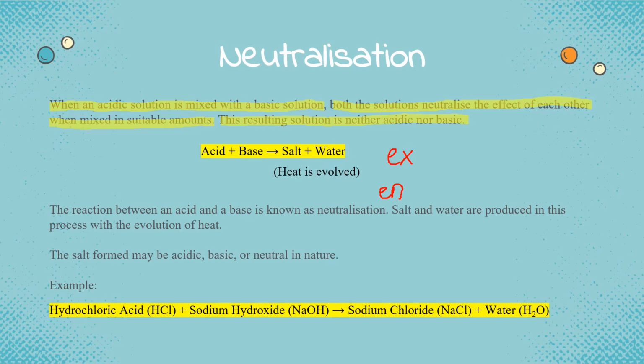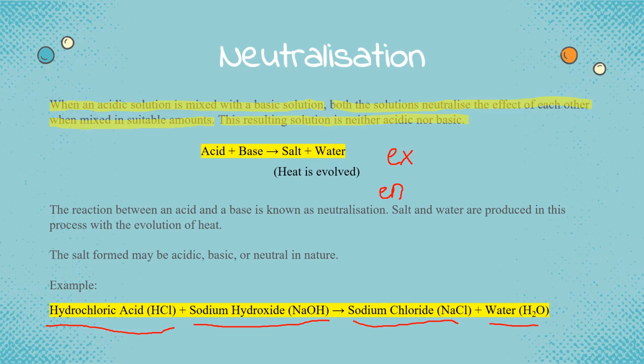Here you can see an example of an actual chemical reaction. Hydrochloric acid, HCl, plus sodium hydroxide, NaOH, gives us sodium chloride, NaCl, or salt, plus water, H2O. Going ahead, you will have to do a lot more complicated chemical reactions. This is a simple one, but just to give you an idea, you can see that both sides have the same number of atoms. You need to make sure in every chemical reaction that both sides have the same number of atoms.